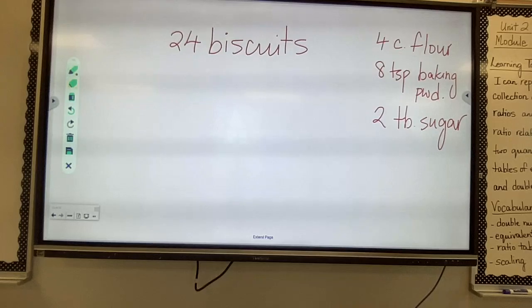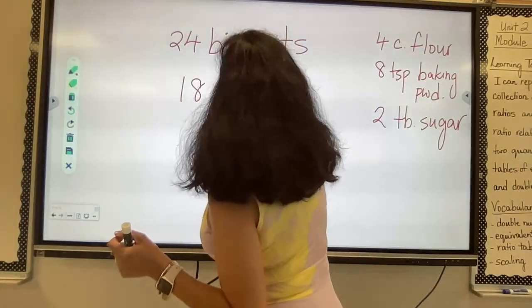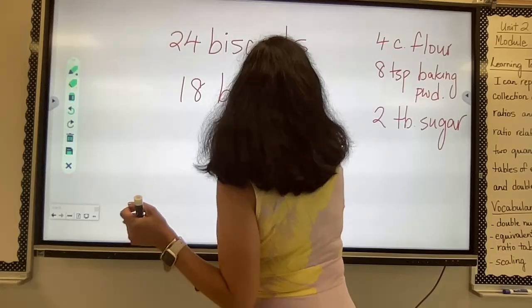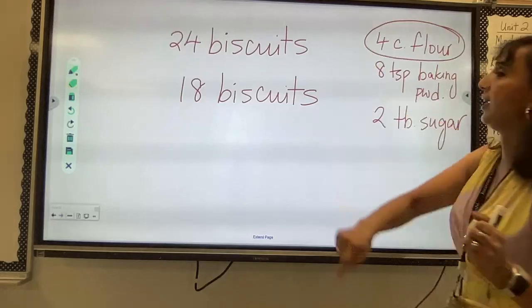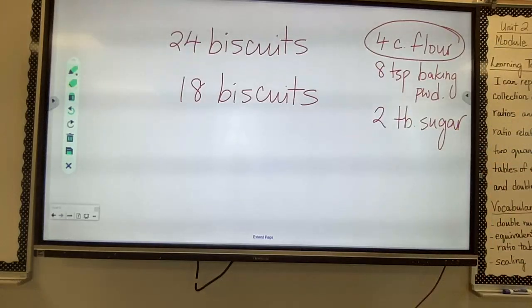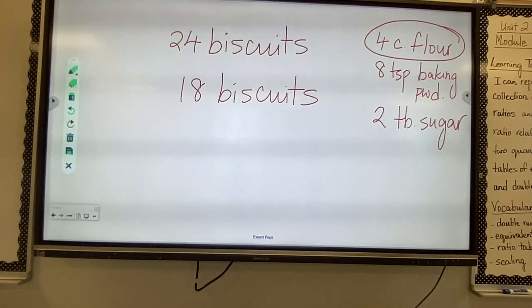And if Portia wants to make only 18 biscuits, how many cups of flour does she need? That is why I didn't write all the rest of the ingredients down, because right now we just need to focus on biscuits and how much flour. So we are going to use a double number line to solve this problem. And a double number line consists of 2 number lines in which the coordinated quantities are equivalent ratios.